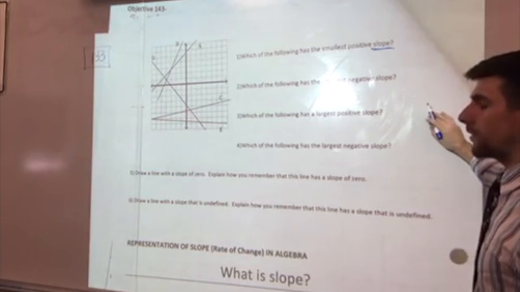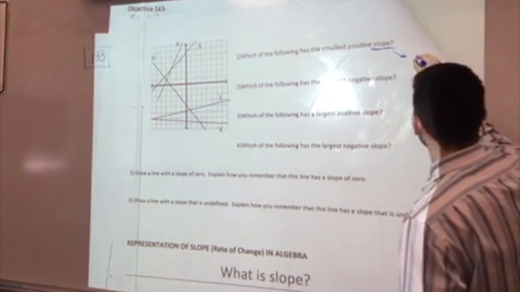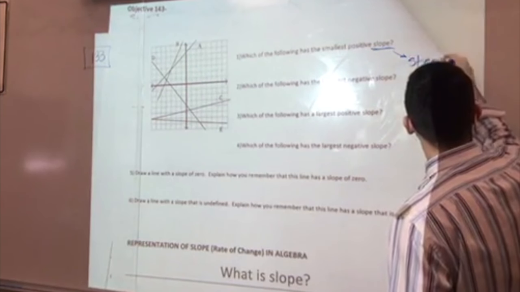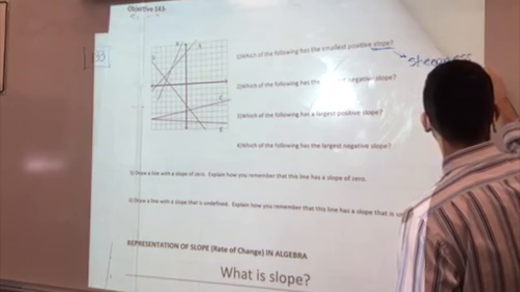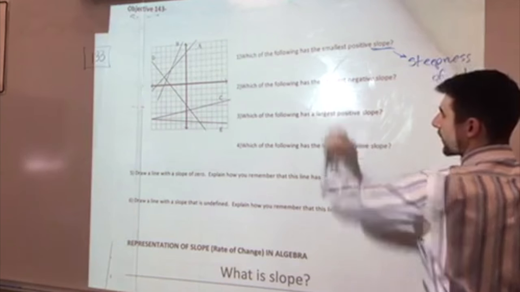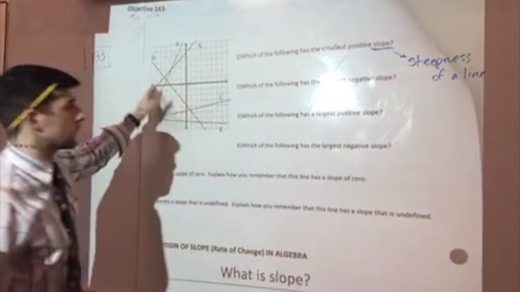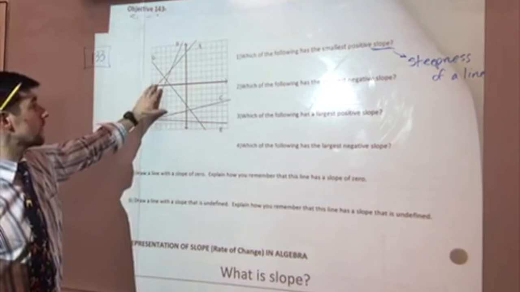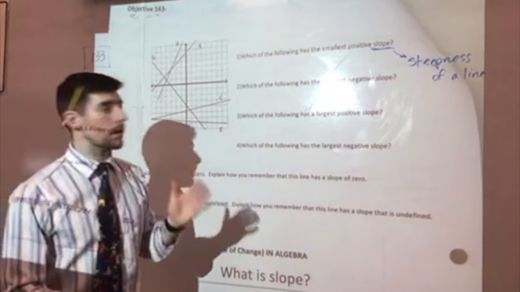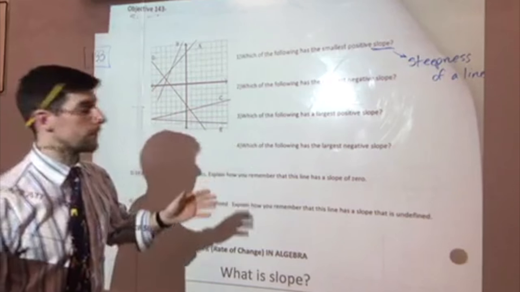As you're answering each of these questions, think about this definition of slope we haven't mentioned yet. Slope can also refer to the steepness of a line. So when you're trying to answer question 1, try to answer which of all of these lines with all different slopes has the smallest yet positive slope? Question 2, which of these has the smallest yet negative slope?